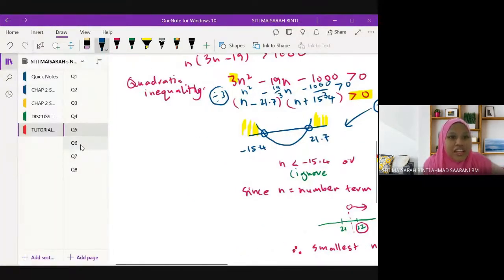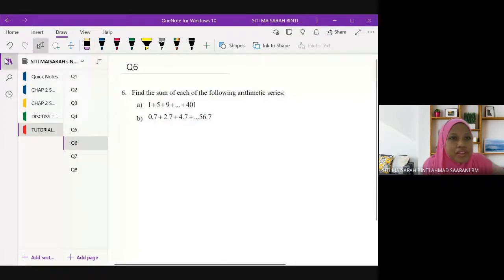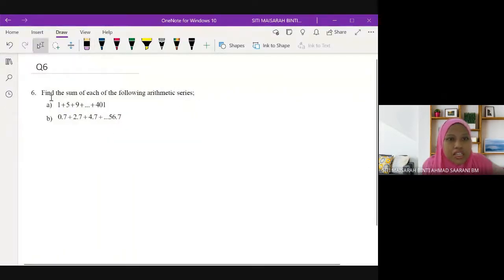Okay. Then for question 6. Okay. This one, find the sum. Dia nak soalan dia sum. Dia bagi kat sini arithmetic series. Series dia is 1 plus 5 plus 9 plus ... plus 401. 401 is actually last term dia.